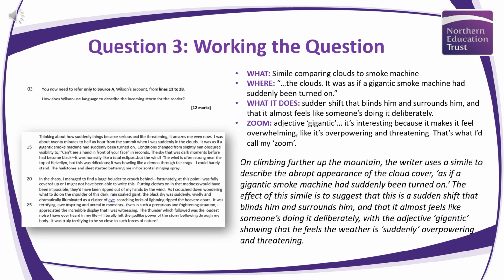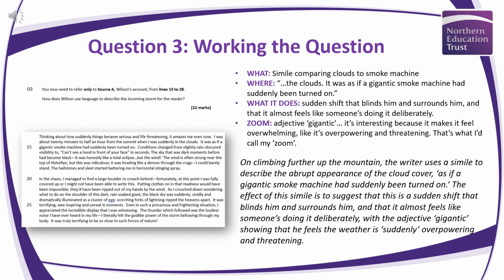So for this question, I'm focusing here, just for this question on this paper, on source A, lines 13 to 28. So I've ruled that off. Now, in a different paper, it could equally be source B, and they would tell me that. Here, it's source A. So I might, for this bit, pick out, say, the simile, comparing the sudden clouds to a smoke machine. So that's what it is, right?